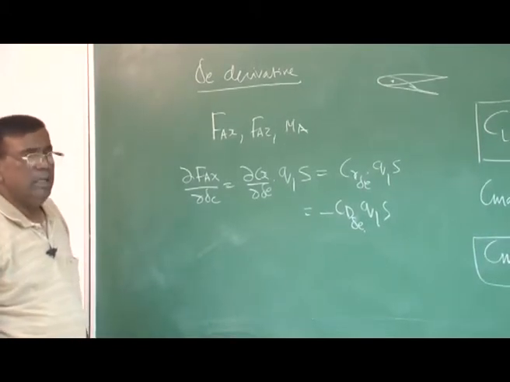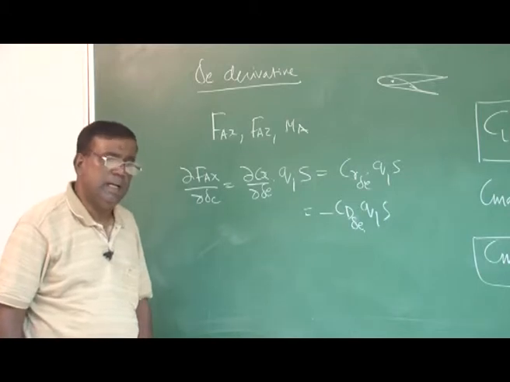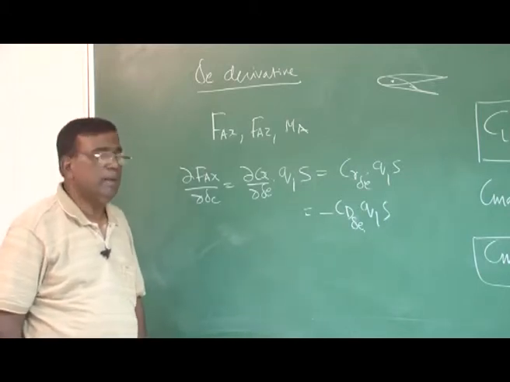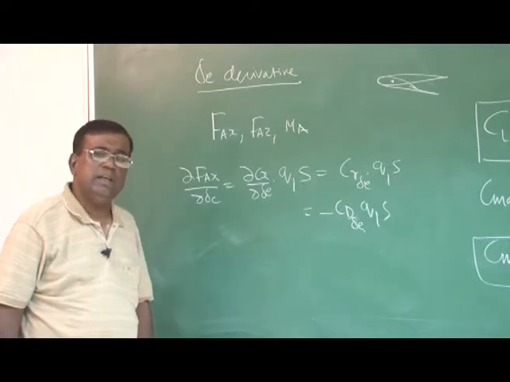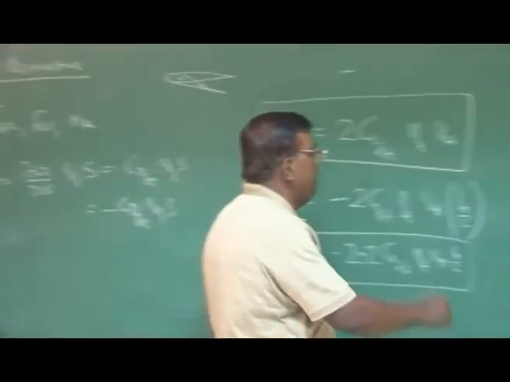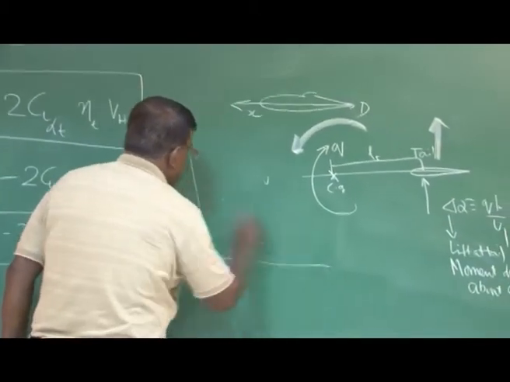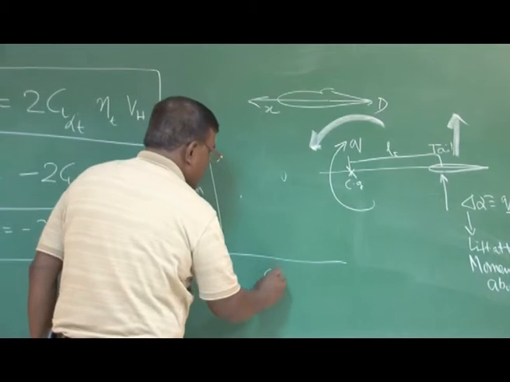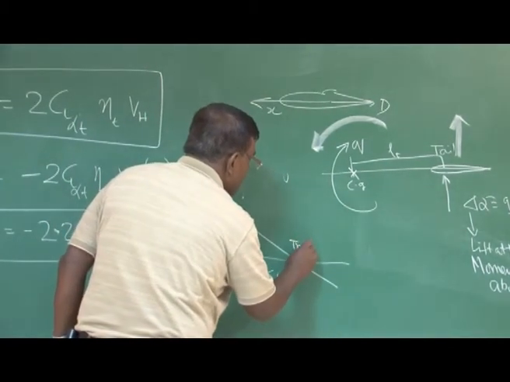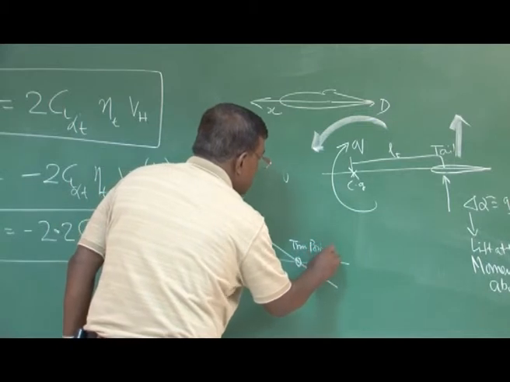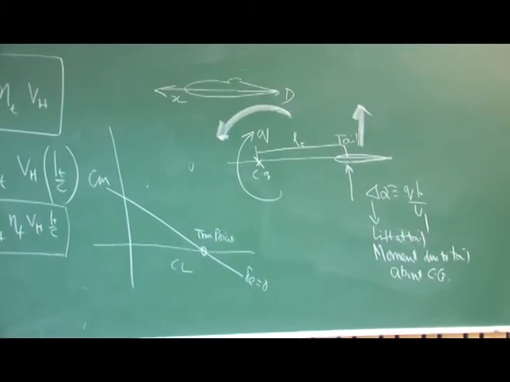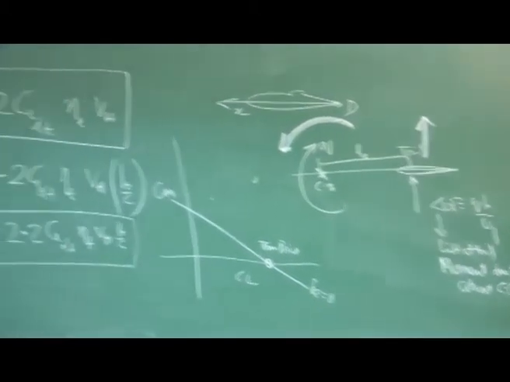And that is why when you try to trim an aircraft at the most optimal altitude where mostly you will be flying, you ensure that the elevator deflection is almost 0. That is, you design your aircraft in such a way that your C_M versus C_L graph looks like this, and this is your trim point for delta E equal to 0. Right. So that this contribution to drag is 0.